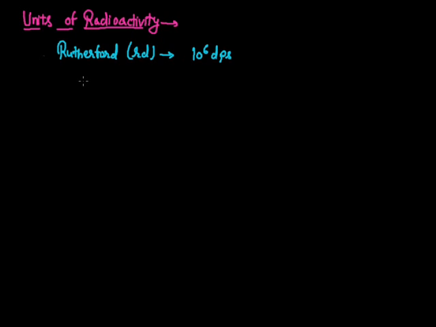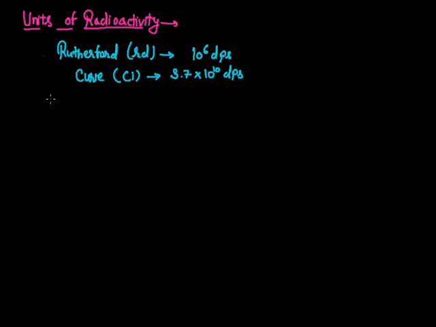Similarly, if I am to define another radioactive unit, that is Curie, it is represented by the symbol Ci. To define this Curie unit, we take that much amount of radioactive substance which disintegrates at a rate of 3.7 into 10 power 10 per second. So that is the value for the unit Curie.